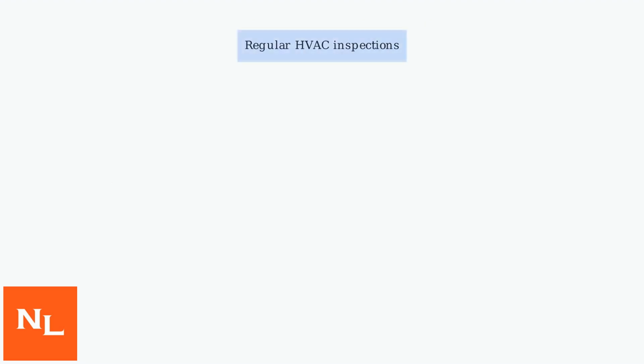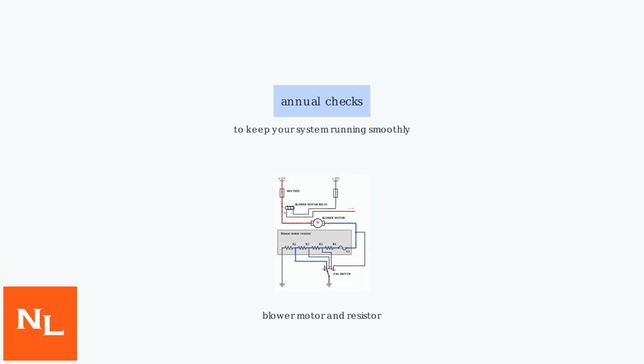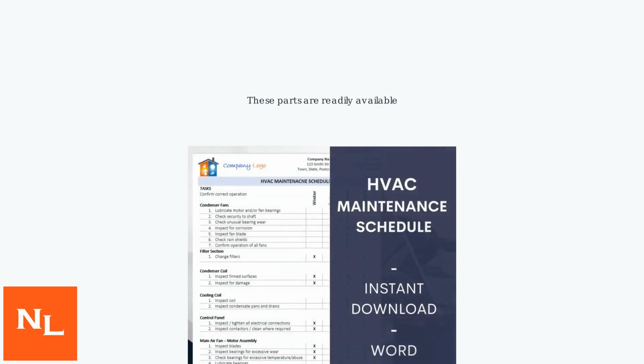Regular HVAC inspections can prevent costly repairs. Consider annual checks to keep your system running smoothly. Also, ensure proper function of the blower motor and resistor. Failures there can mimic temperature problems. These parts are readily available.